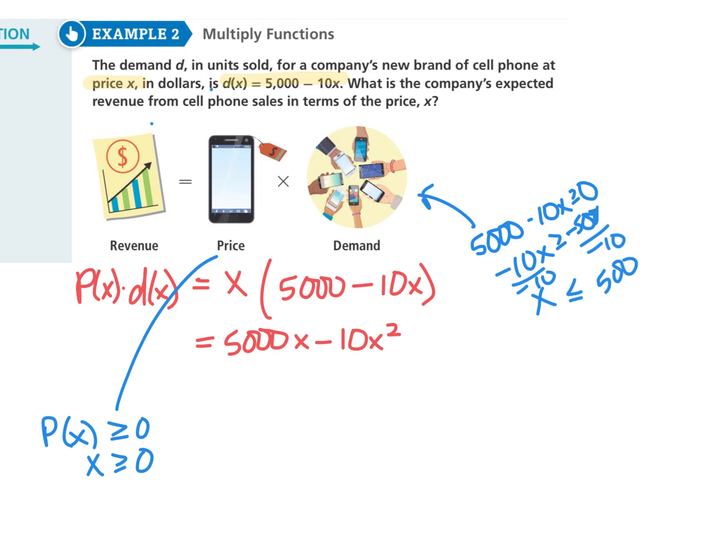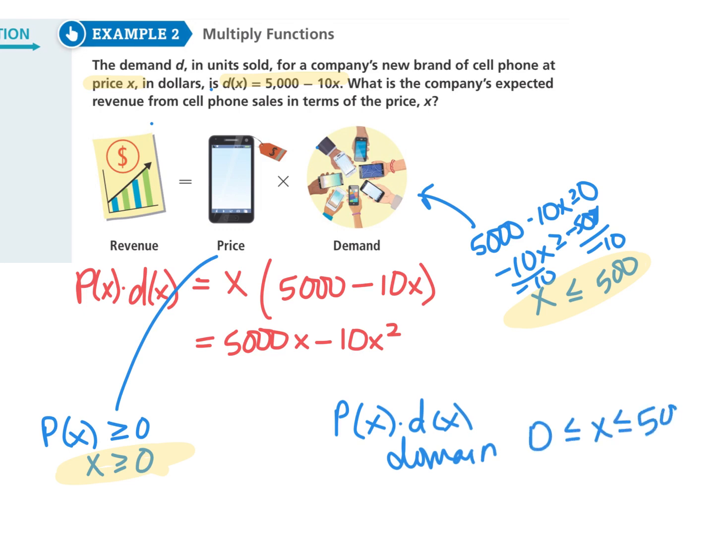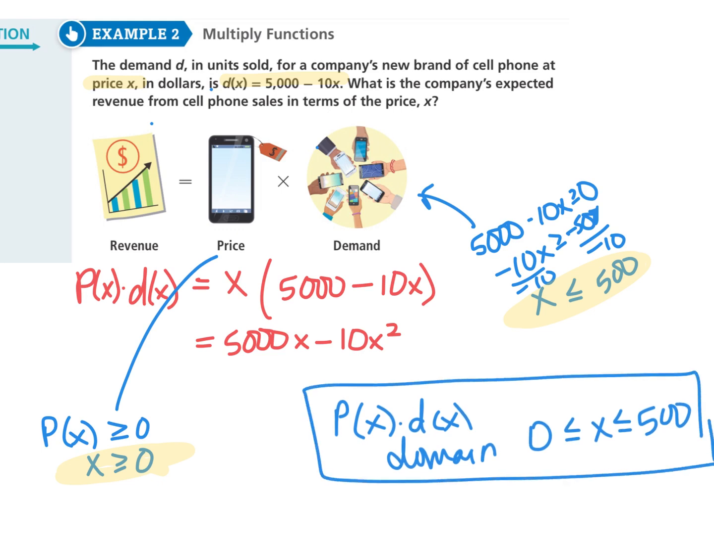So if one domain has to be greater than 0 and the other has to be less than 500, then the resulting domain for P of x times D of x would be between 0 and 500, or a domain of 0 less than or equal to x less than or equal to 500. So it is only defined on that specific domain. Outside of that, the context doesn't make any sense.